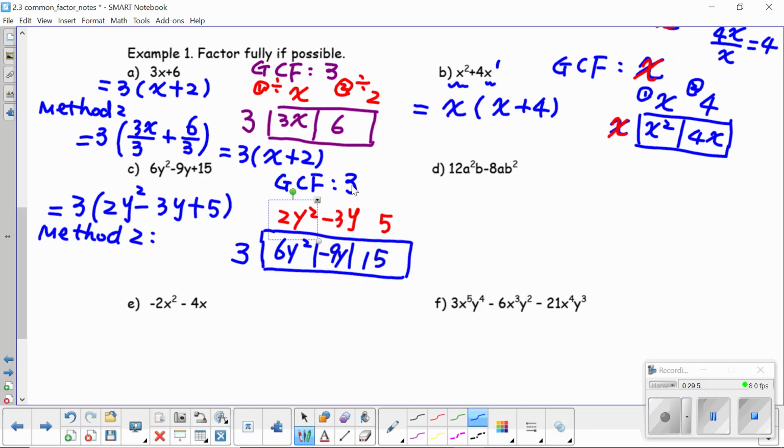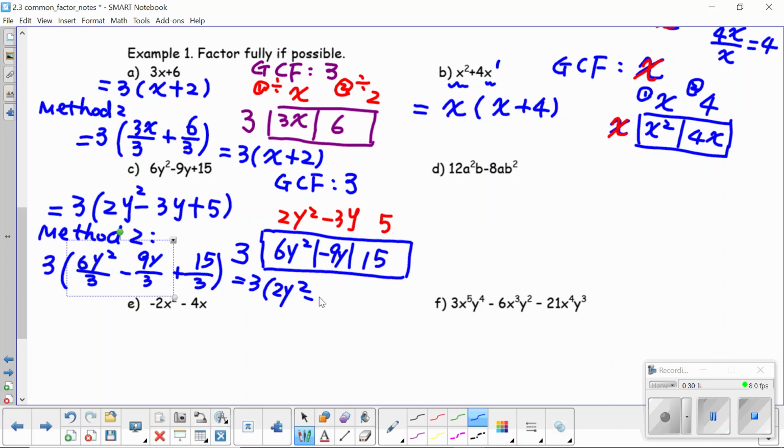Second method, you have the greatest common factor there. Then you just do the division to each term. Then you simplify. You will find out 6 divided by 3 gives you 2. Negative 9 divided by 3 gives you negative 3. 15 divided by 3 gives you 5.